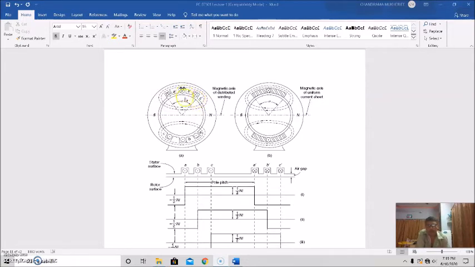So if you stretch your thumb along the direction of the current path, and you fold the rest of the fingers, it will show you the path of the flux or MMF, as stated in Maxwell's cork-screw rule.